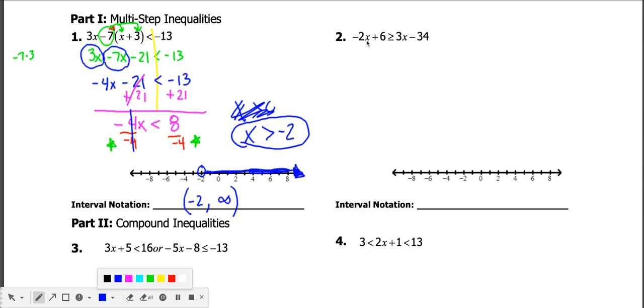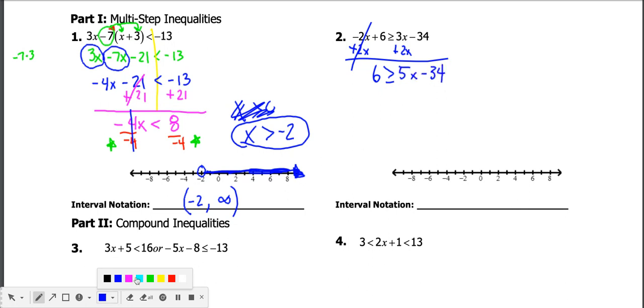Let's solve number 2 right here. And we're going to undo stuff so that our x's get on one side together and clump together. So you can do it in a lot of different orders here. Maybe I'll do plus 2x to keep it all positive. Plus 2x right there. All right, so I'll cross these out. We get 6 on this side, greater than or equal to, and 3 plus 2 is 5x minus 34.